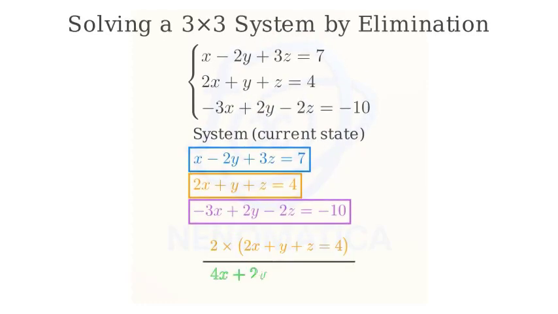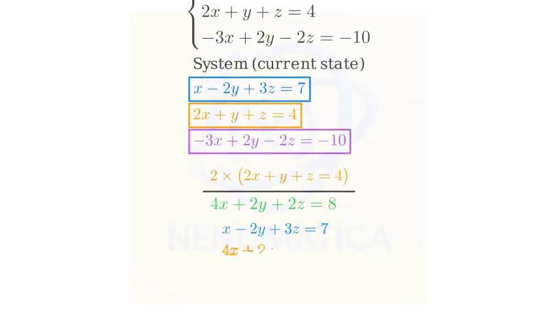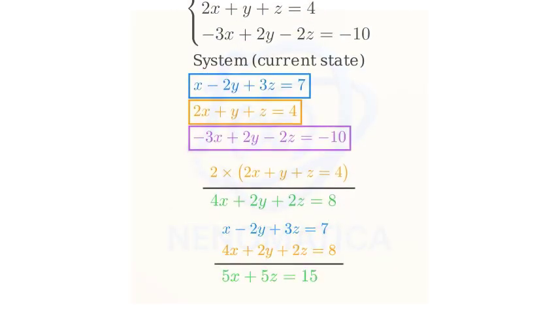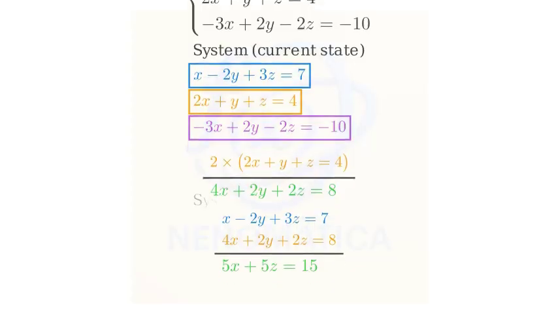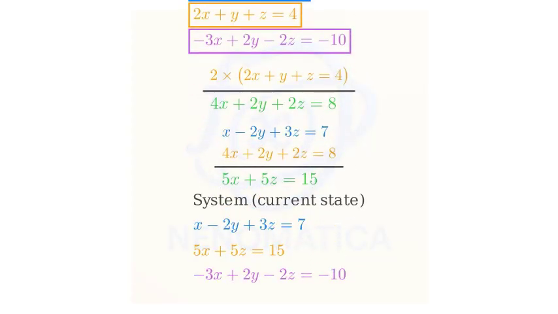Step 1. Multiply equation 2 by 2 to match the coefficient of y in equation 1 in magnitude. That gives 4x plus 2y plus 2z equals 8. Now add equation 1 and the scaled equation 2. The negative 2y and positive 2y cancel. So the new second equation becomes 5x plus 5z equals 15.